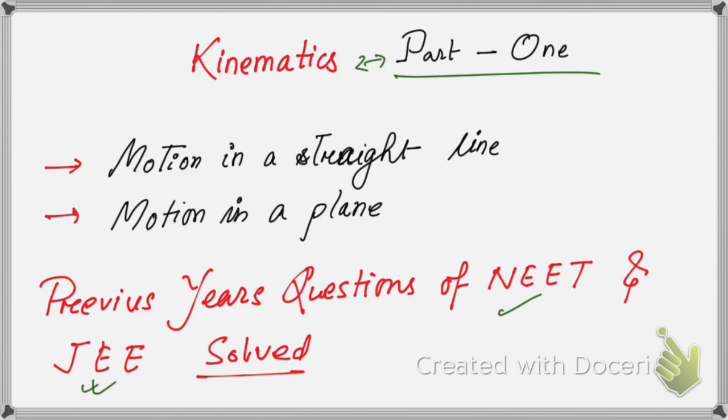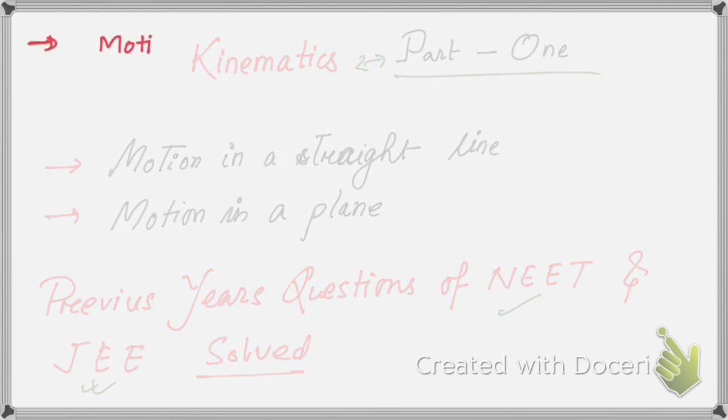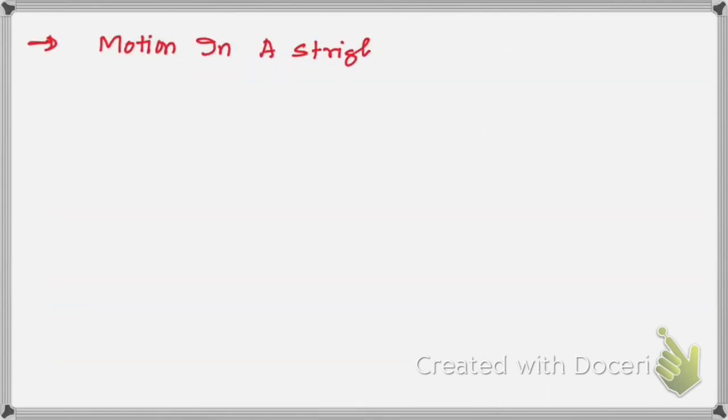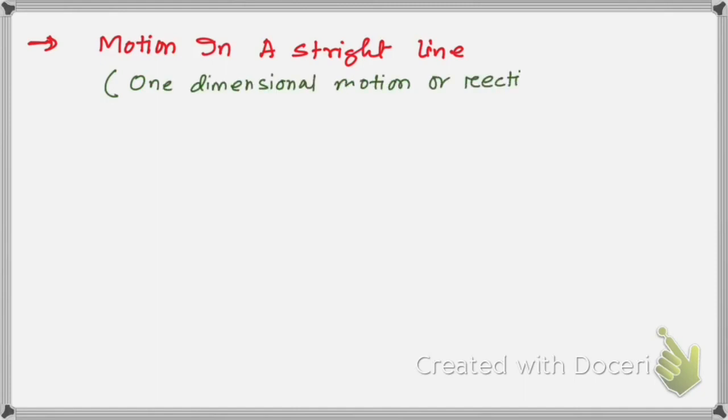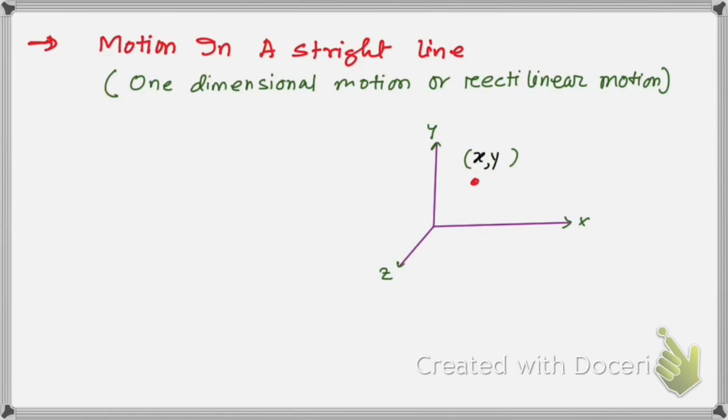So now let's continue. Here you see motion in a straight line, or one-dimensional motion, or you can say rectilinear motion. What do we mean by rectilinear motion? Suppose we have an object with respect to this coordinate system. Its position is x, y, and z. It moves in this direction, suppose its path is parallel to the x-axis, and the new coordinates will be x dash, y dash, z dash.